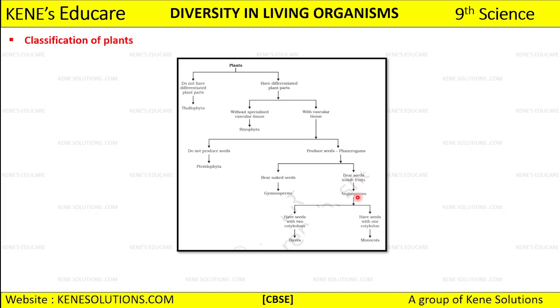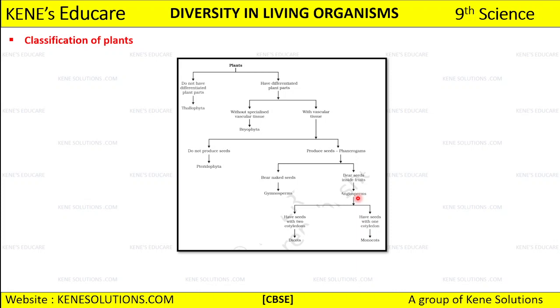Now angiosperm is further divided into two, depending on whether they have one cotyledon. If they have one cotyledon, that comes under monocots. If they have seeds with two cotyledons, then that comes under dicotyledon, or dicots. Okay, so I hope at least this classification chart has been clear to you.